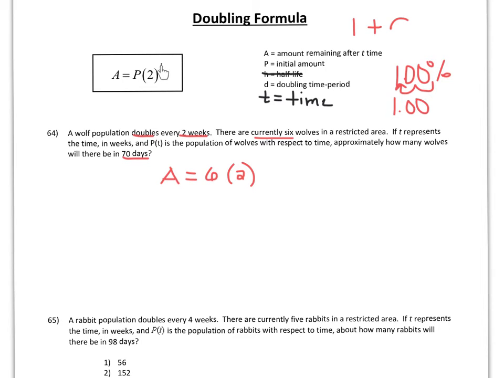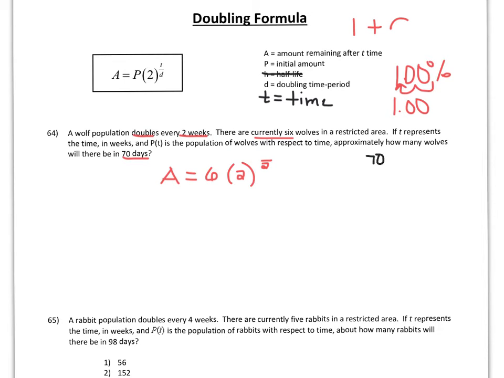Now, T is the time that has passed, and D is the amount of time it takes for something to double. Now, it says here it doubles every 2 weeks. So I'm going to replace that D with a 2, okay? It takes 2 weeks to double. So the denominator is going to be a 2. Now, in the numerator, it's the time that has passed. And keep in mind, it says T is time in weeks. Now, if we look here, they give us 70 days. So we're going to need to convert that to weeks. I'm going to do that off to the side.